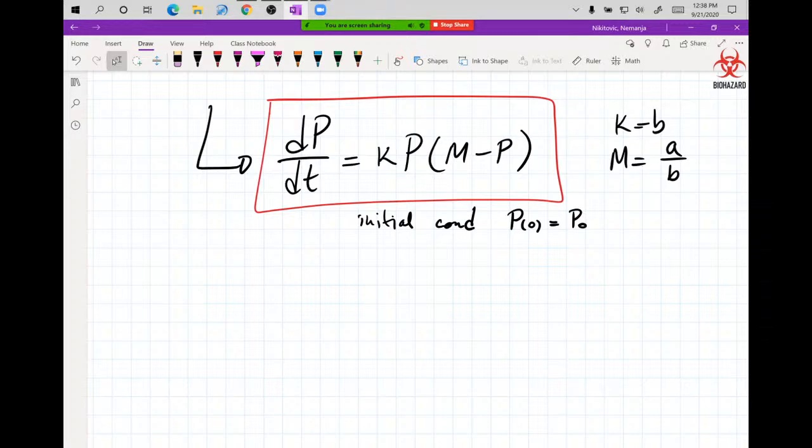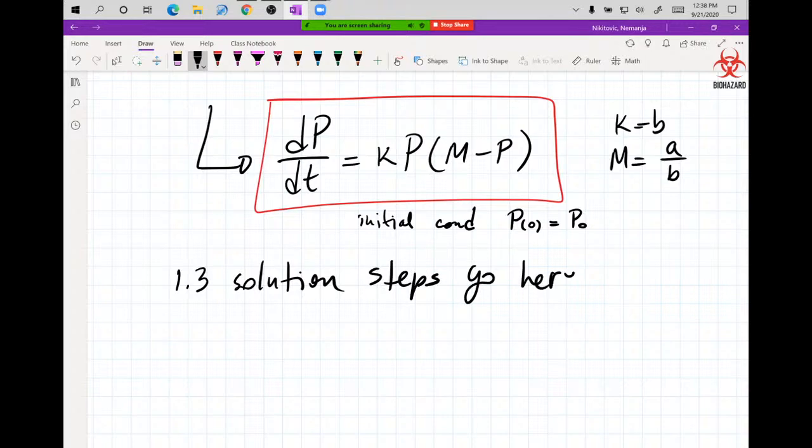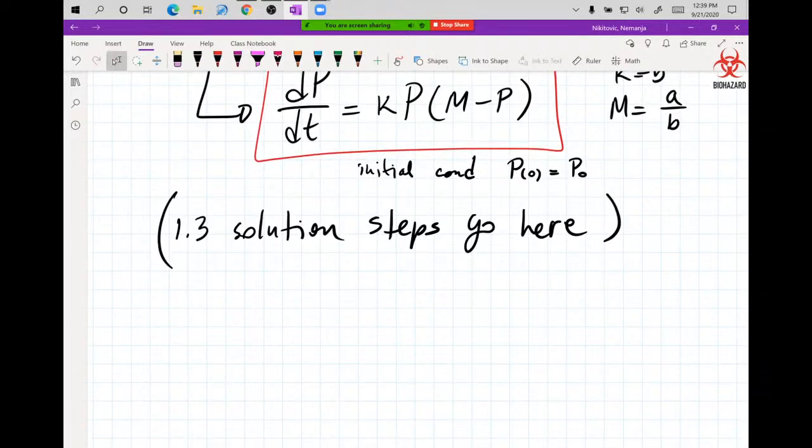So, 1.3 solution steps go here. There we go. See how fast I am at solving these things.